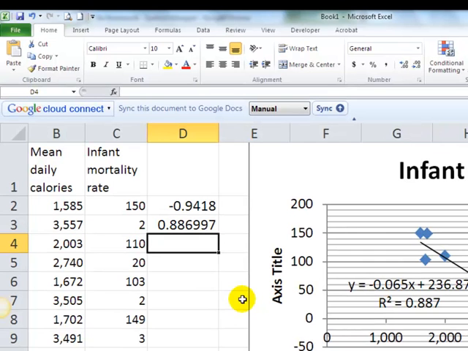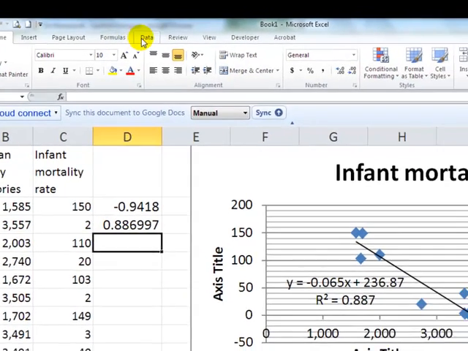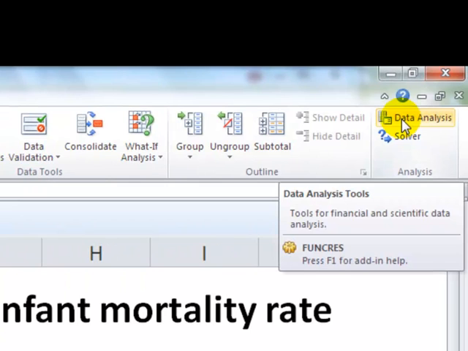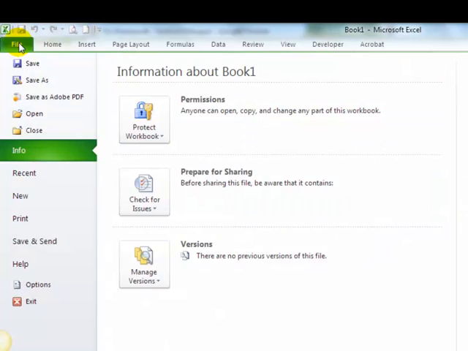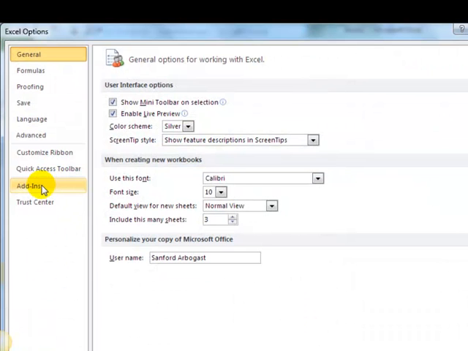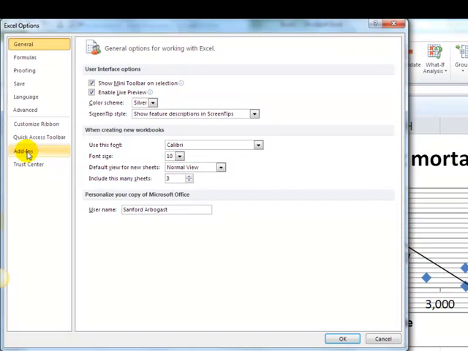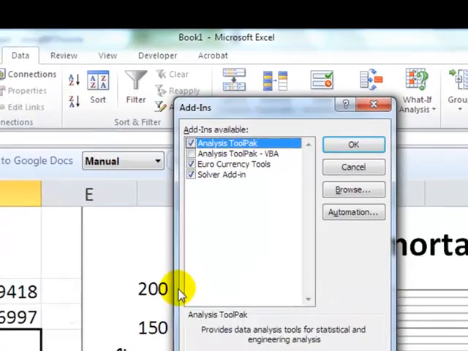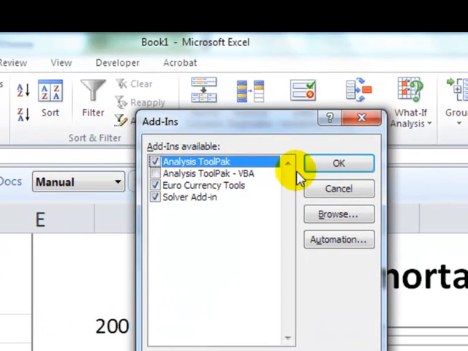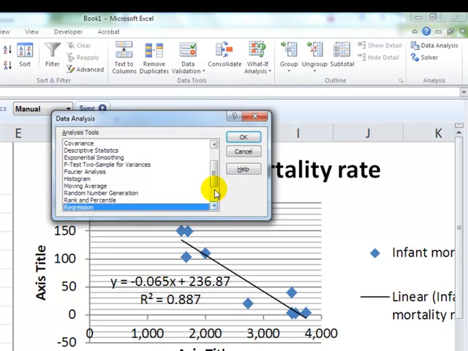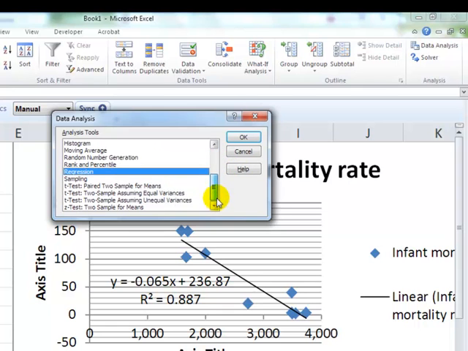To calculate regression, we have to use the data analysis. Remember, you're going to have to put in your data analysis if you haven't already done that, and that's in File, Options, Add-ins. Then Excel Add-ins, go, and make sure my Analysis ToolPak is checked off, and it is, so I click OK. So I need my data analysis, which is over here, and I'm going to do regression. You may have to scroll down, they're in alphabetical order. Choose regression, hit OK.